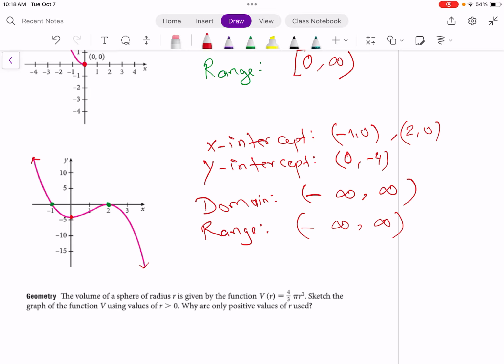So if you can extend on both sides, it's always all real numbers. If your graph can be extended all the way along the y-axis, then all real numbers is the range. Any question up to here?